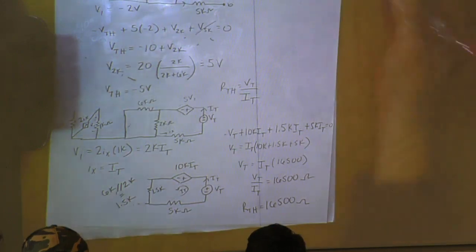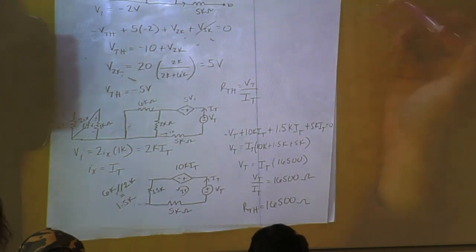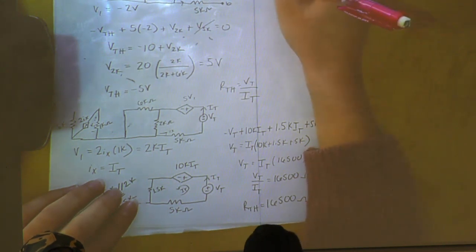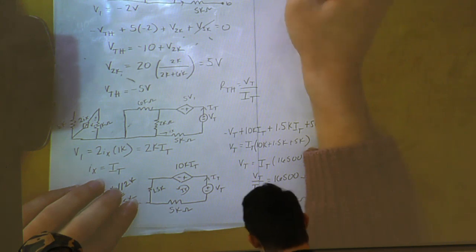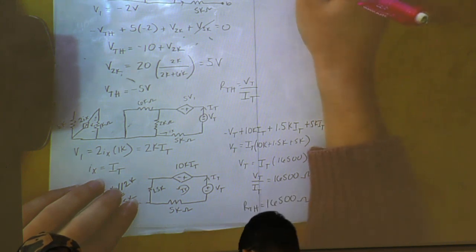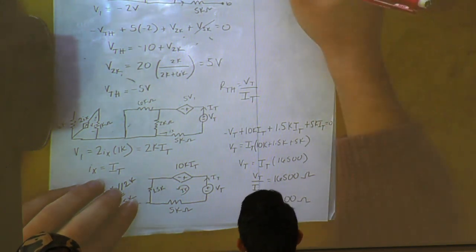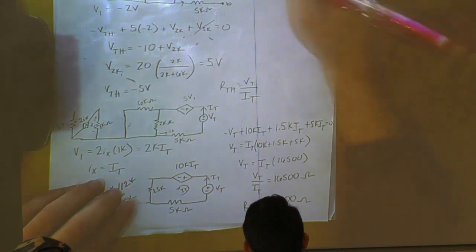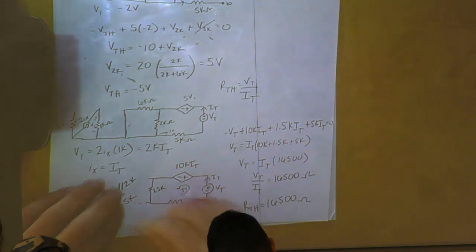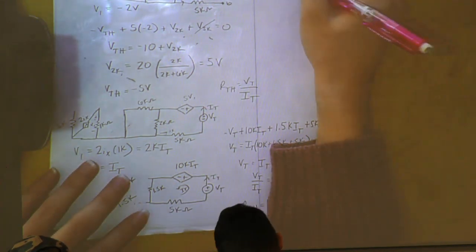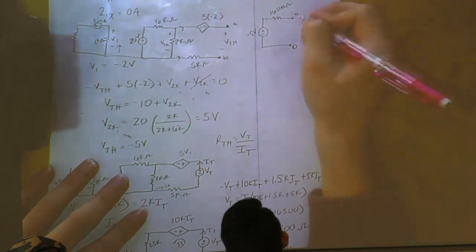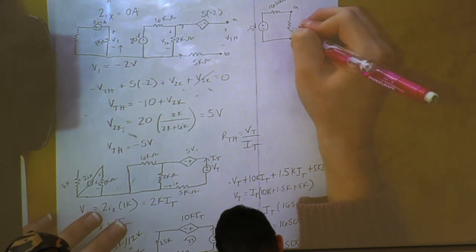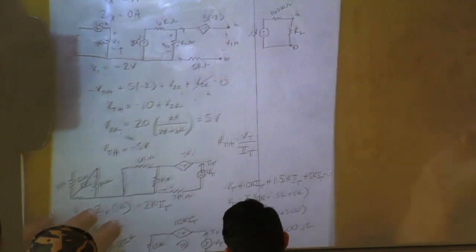So then all we have to do is use this equation. Our Thevenin's circuit comes out to, we have some ohms and then negative 5 volts. So our RL, remember from the original question, is right here.